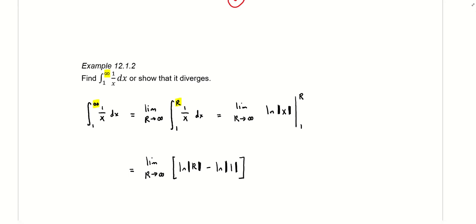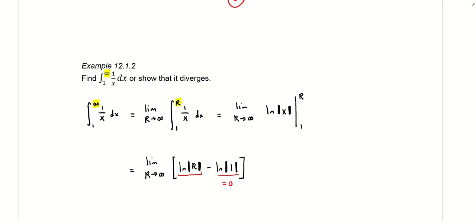So now let's take our limit and see what happens. The natural log of 1 doesn't have an r in it, but the natural log of 1 is just 0. So that's nice and easy to work with. What about the natural log of r? Or more specifically, the absolute value of r, but r is positive, so that doesn't really matter.